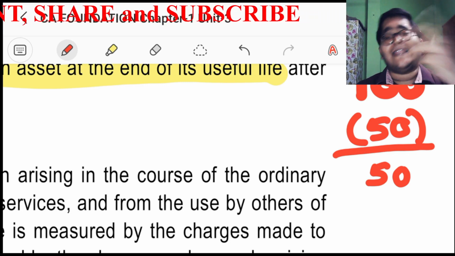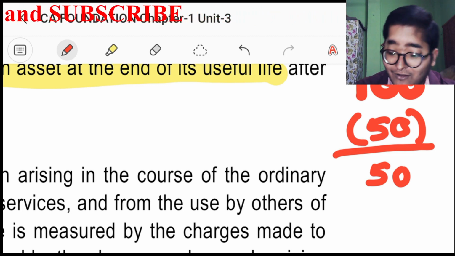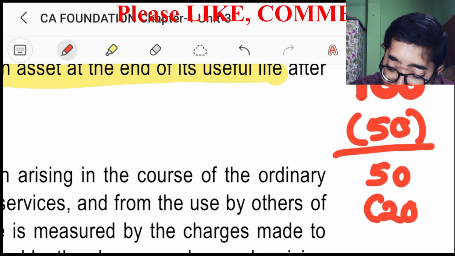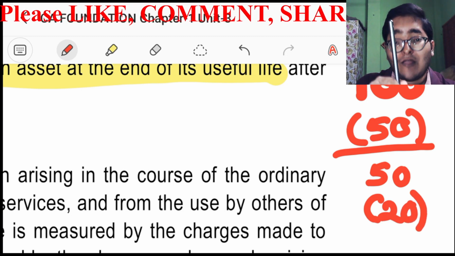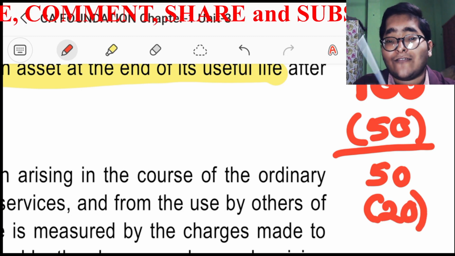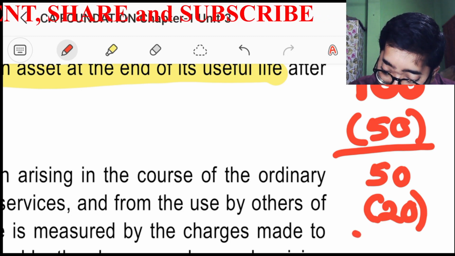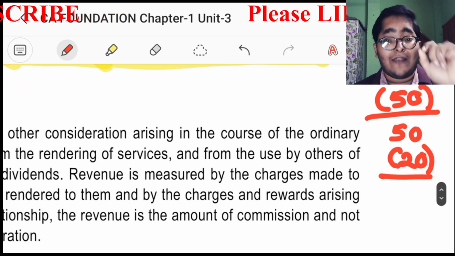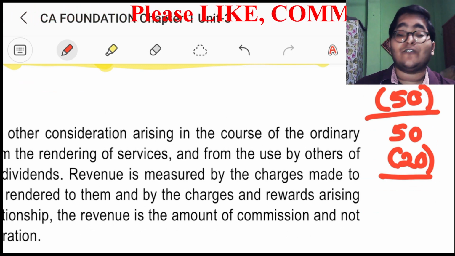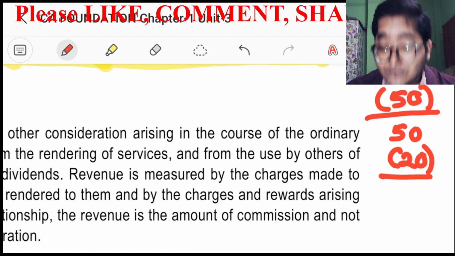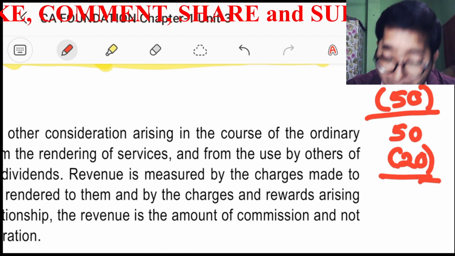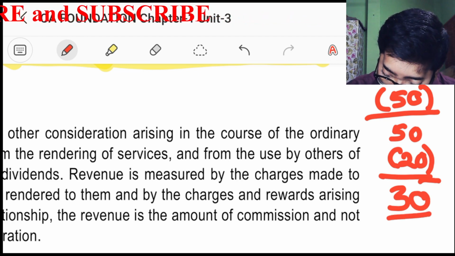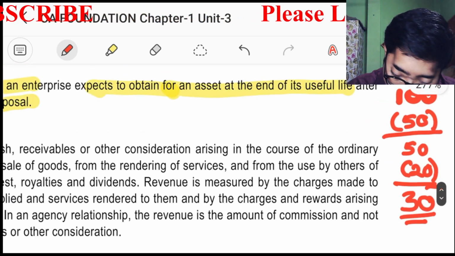Say for selling this pen I am incurring an advertising cost of ₹20. I am selling this pen to a customer for which I am advertising for ₹20. In that case, this is the disposable expense. The ₹20 is the disposable expense. So for me, the residual value of my asset, my pen, is ₹30. I hope it is clear.